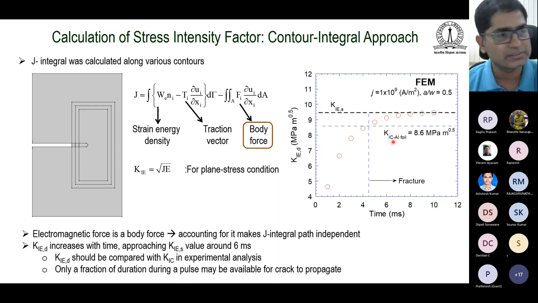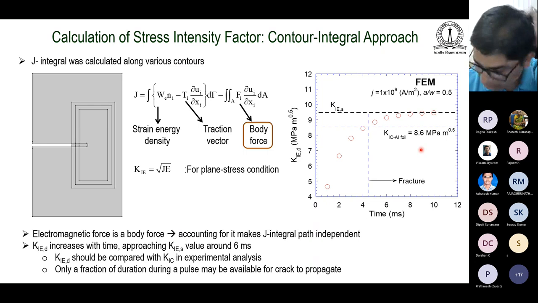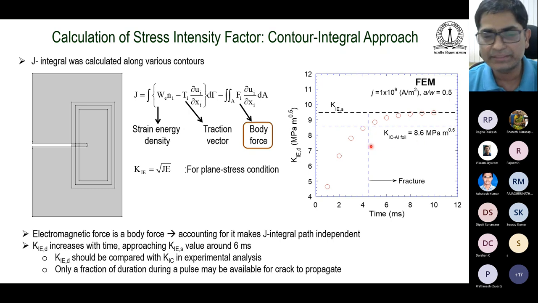And what we also did, for this particular foil that I will be showing you in the experiments, was a standard mechanical test on these aluminum foils, which were about 11 micrometer thick. We got a sense that the critical stress intensity factor at which fracture can take place is about 8.6 MPa square root meter. So later on, whenever there is a crack propagation, I will be comparing the stress intensity factor because of the electric current pulse with this number, and we will then see whether the crack can grow or not. That's where this number comes in handy.